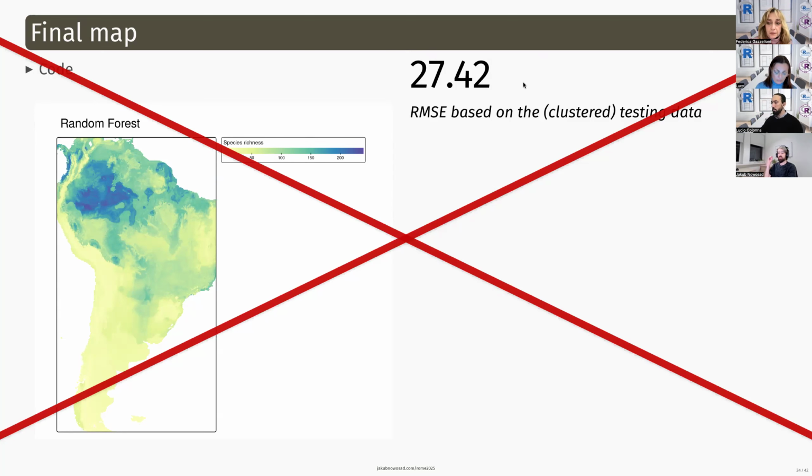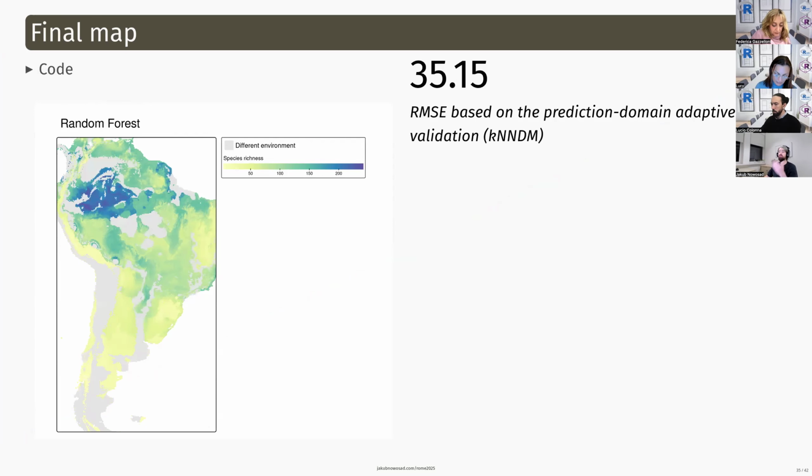So we could get training and testing points next to each other, which will make this number too optimistic, overly optimistic. So what should we do? We probably should do it this way.